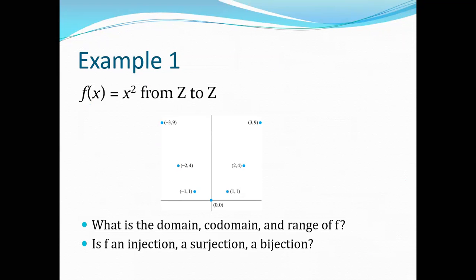Here I wanted to be clever and actually think about the function x squared. I mean, why not? Let's just keep thinking about this function over and over and over again, right? F of x equal to x squared from Z to Z. Do you remember? Okay, what's Z again? Integers. Okay, there's the integer graph of this thing. If I restrict my attention to input integers and output integers, this is what I would get. What is the domain? Okay, well, the domain is the collection of integers, apparently. What's the codomain? Integers. What is the range?